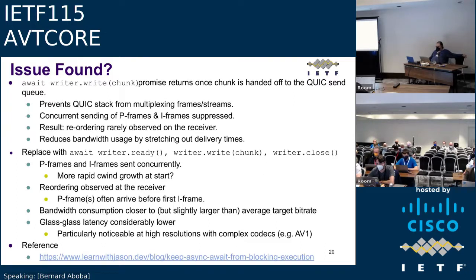Between this reorder buffer and that smoothing, you seem to get the effect of a jitter buffer without doing hardly any work. And then also the bandwidth consumption is now closer to, but slightly larger than, the average target bit rate. And the glass-to-glass latency is considerably lower. It's hundreds of milliseconds lower now. And particularly, you can now run the demo at high resolutions with complex codecs like AV1, and it's close to near real-time performance. So that actually is pretty good news for things like video ingestion, or potentially distribution scenarios, because it seems to work pretty darn well.